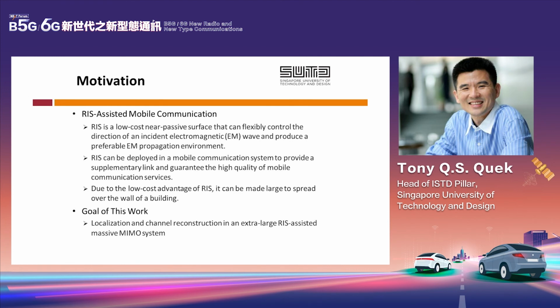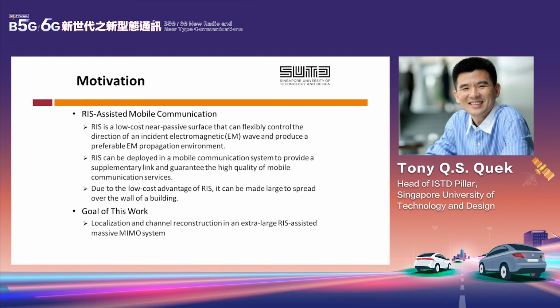So we look at the scenario of, as I mentioned in 6G, one of the key technologies, the reflective intelligent surface, or RIS. So you can imagine this is another form of enhanced passive antenna, but it's a low cost, near passive surface. So the whole idea is to control the direction of the electromagnetic wave and produce a preferable radio propagation environment. This is particularly useful, for example, for millimeter wave and terahertz applications to improve the coverage.